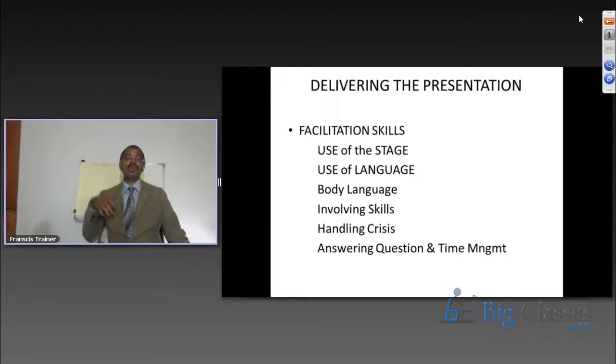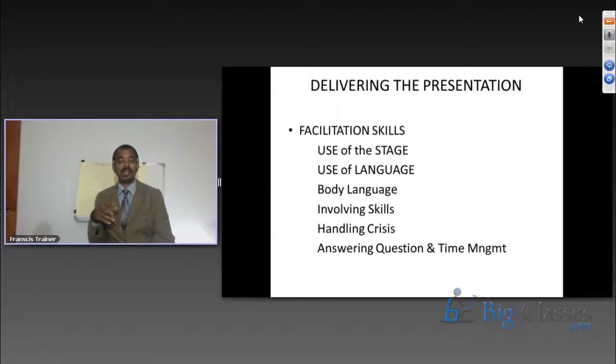Then, while we are delivering the presentation, the facilitation skills as I mentioned, we need to keep a focus on how to use the stage. Today I will be trying to display how to use the stage. Then the use of language. There are two things which we need to be careful about when we are using our language in a presentation. We need to use positive language. We need to use persuasive language. Positive language and persuasive language.